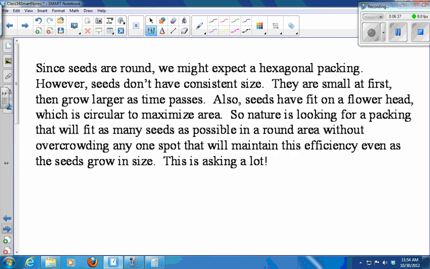So I have these seeds that need to fit on a circle, and I want them to be able to grow larger as time goes on. I'm looking for a packing that will fit as many seeds as possible in a round area without overcrowding any one spot, and that will maintain this efficiency even as the seeds grow in size. So this is a really difficult problem. If I asked you to do this, it would be really difficult.